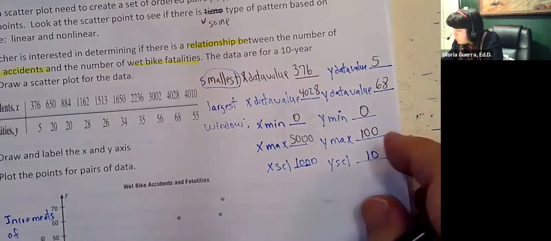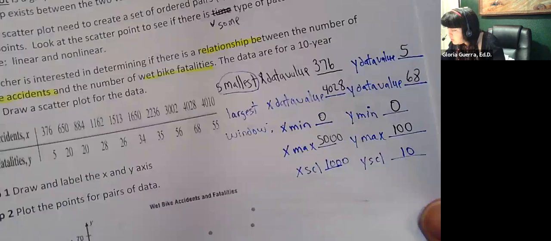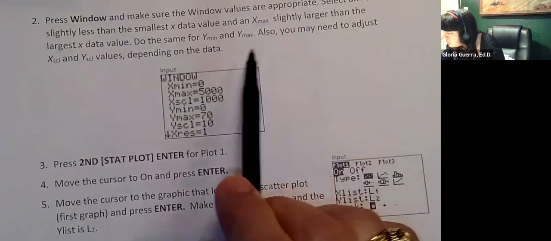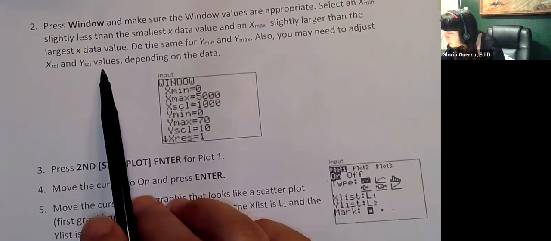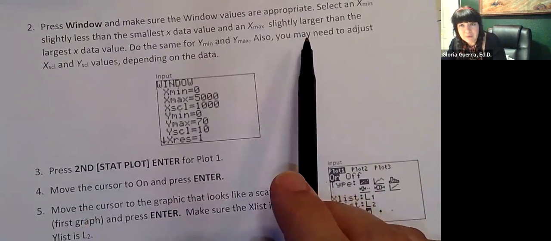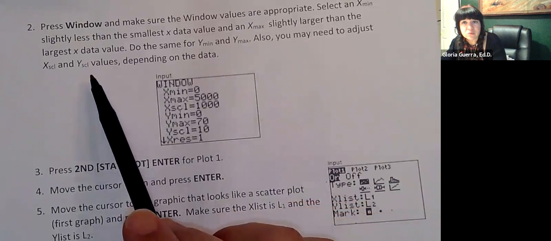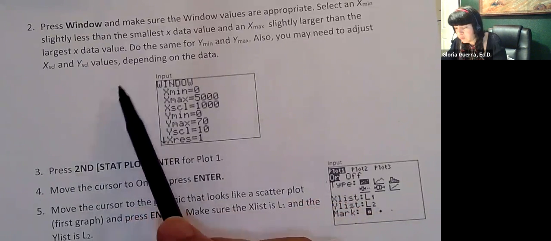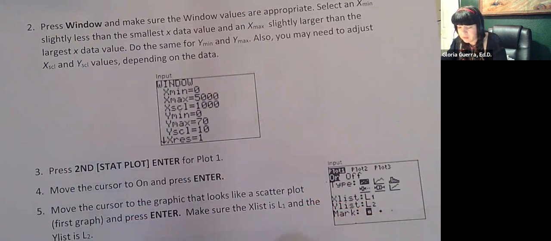Okay, and then we already got the scales, and they talked about you need to adjust. Yeah, and you usually do. They say you may, but you usually have to adjust your scales, because X's will not always be 1,000, for example. It will not always be that.